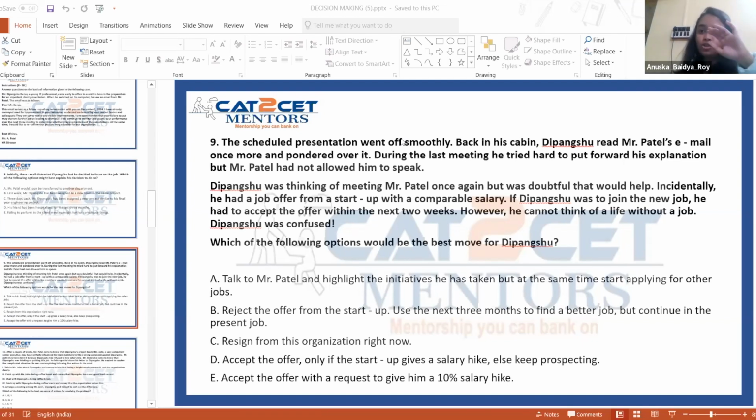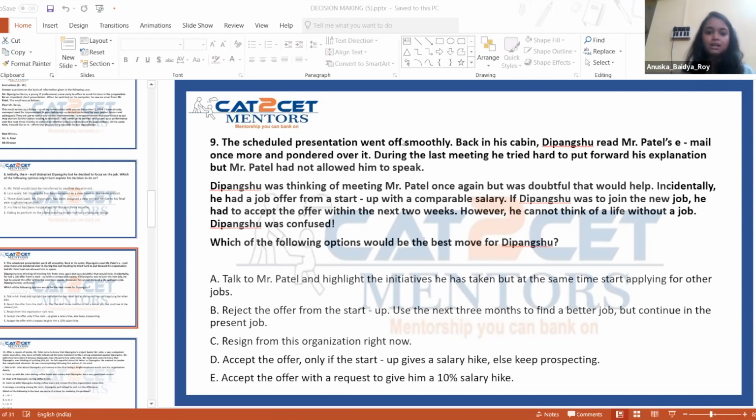Because in A and B, it is sure shot that this guy will continue in an organization that is undervaluing him. So he will obviously not be happy in this organization because the HR is not listening to him. And anytime the HR might kick him out. That the HR has mentioned in the mail also. So D and E are our probable options. Now we have to understand how we eliminate between D and E.